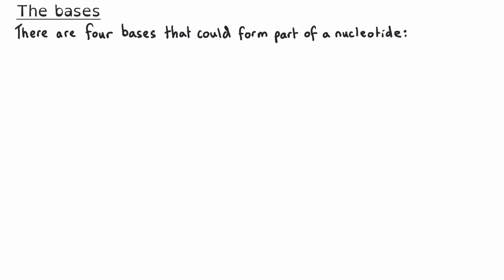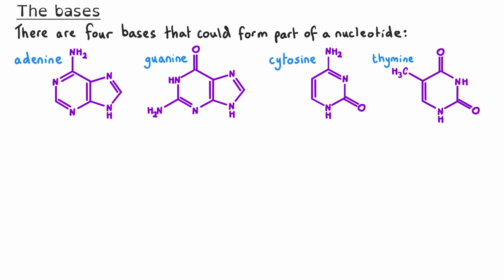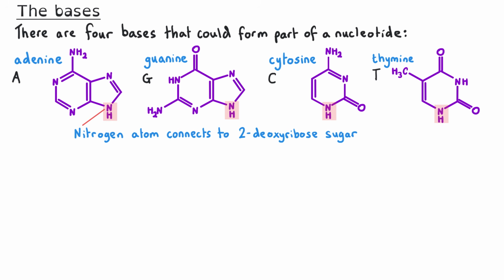There are 4 bases that could form part of a nucleotide: adenine, guanine, cytosine, and thymine. And these are often abbreviated to a simple capital letter: A, G, C, and T. When the base connects to the deoxyribose sugar, it always bonds through the NH group shown at the bottom of the structure that I'm highlighting here in red. The hydrogen atom is removed in a condensation reaction, and it's this nitrogen atom that is bonded to the sugar.